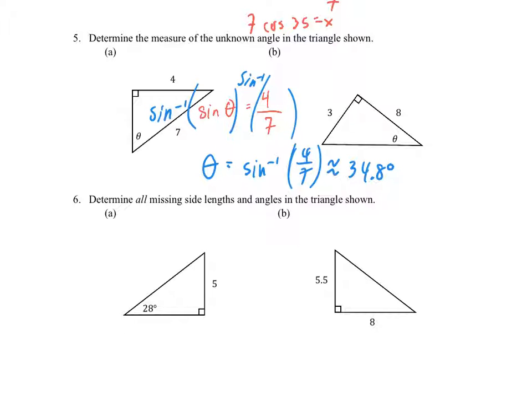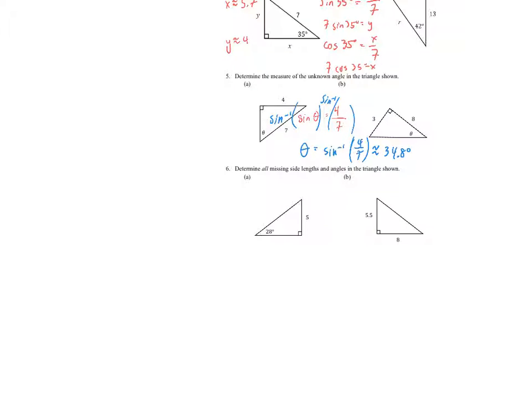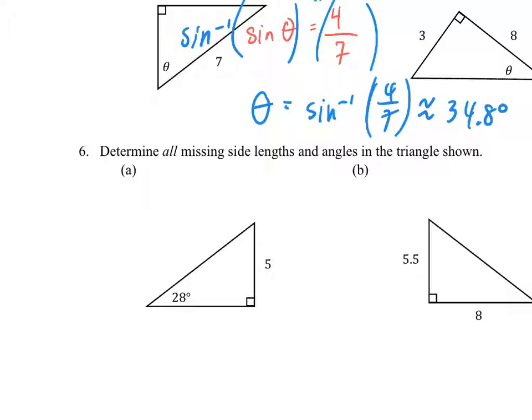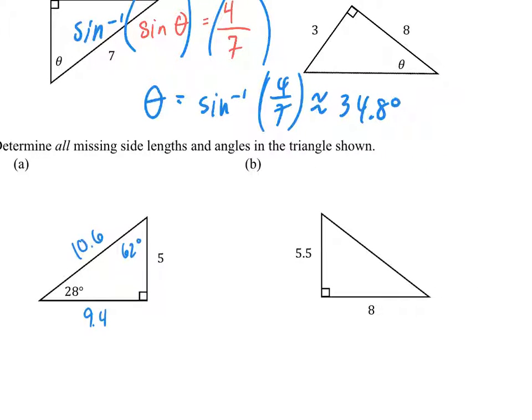The answers are as follows, though. The hypotenuse is around 10.6. The base is around 9.4. And again, this is 62 degrees. That's what you'll get for answers. But again, I'm not going to redo all these problems. We just did it in numbers 4 and 5. It's the same approach you would take as numbers 4 and 5, but you have to get everything.